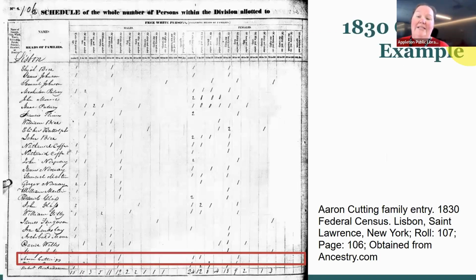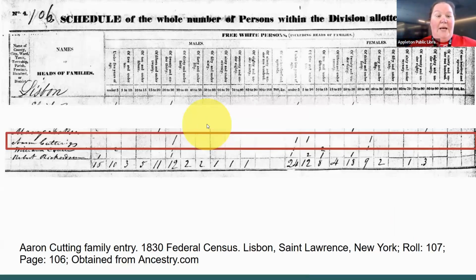So here's an example of the 1830 census. I'm going to blow it up for you so you can see it. It's listing, again, the males under these certain ages, females under these certain ages. So you literally just have Aaron Cutting as the head of the household, and there's 4 different tick marks. Super helpful, right? No, it's not.